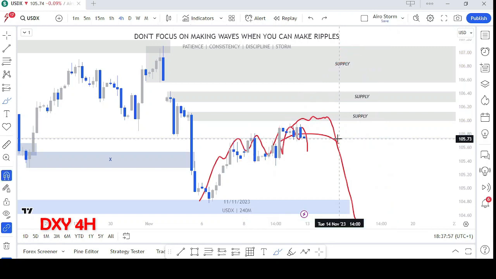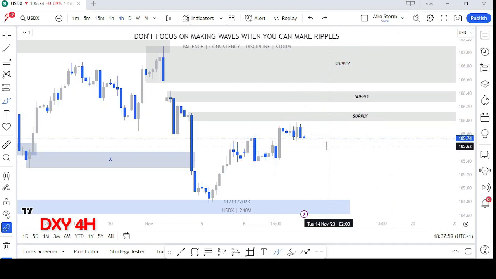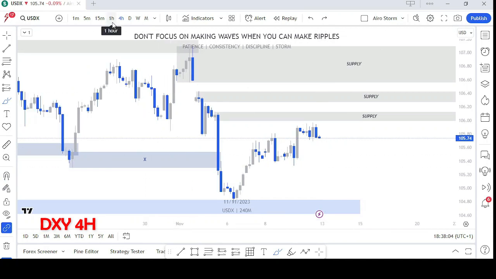Whichever one price does, my bias is always changing along with whatever the market is doing. So whatever the market does, we are always there to catch the moves.